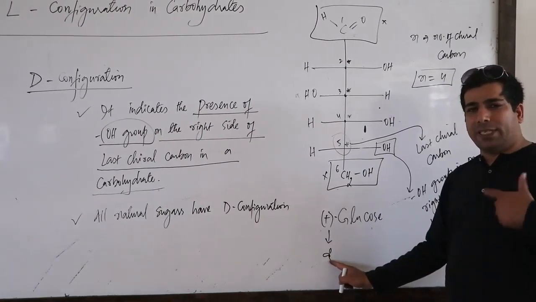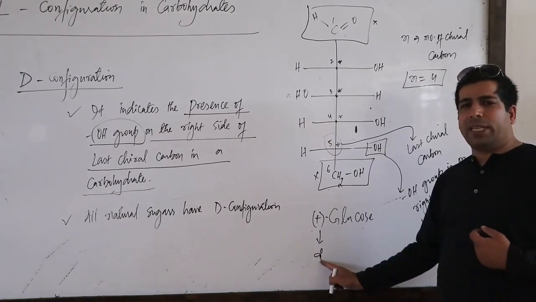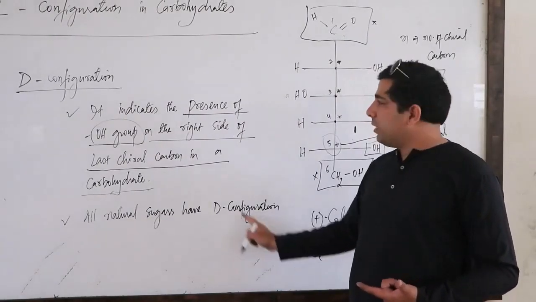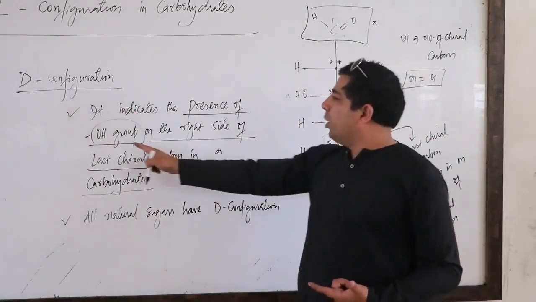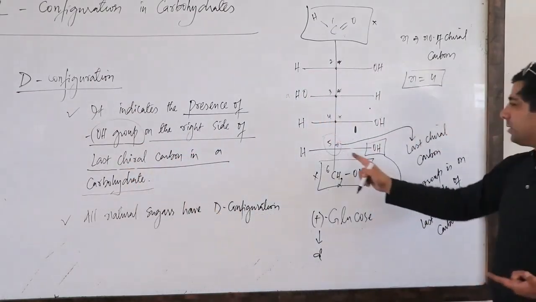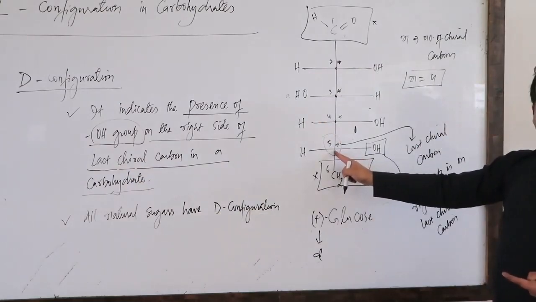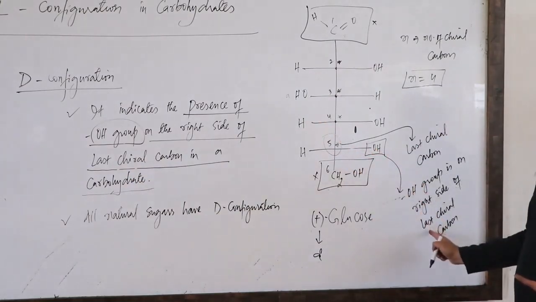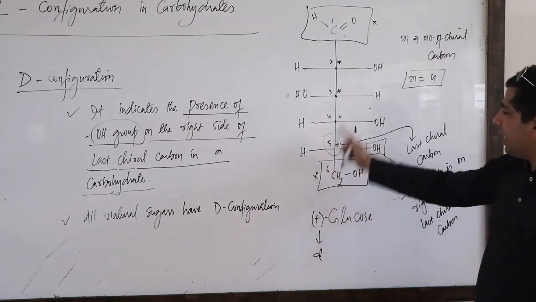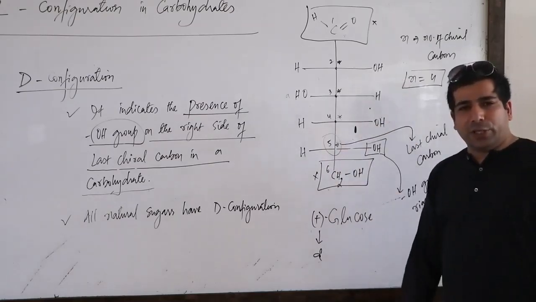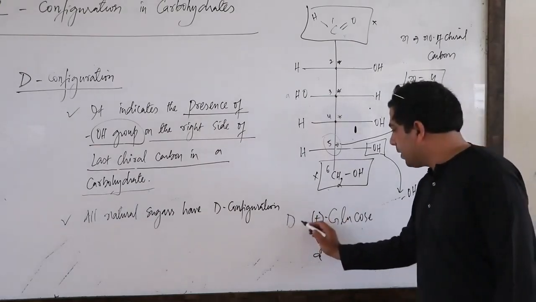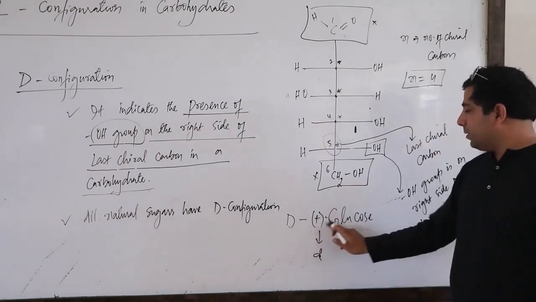But is it a capital D configuration or does it have capital L configuration? Remember, all natural sugars will have D configuration. But what is the meaning of D? D stands for the OH group being present on the right side of the last chiral carbon. Who is the last chiral carbon in the glucose molecule? 5th carbon. Where is the OH group? The OH group is on the right side. So now tell me my dear friends, when the OH group is present on the right side of the last chiral carbon, is it a D configuration, capital D, or capital L? It is capital D. So I will write down here capital D. So it's D plus glucose.